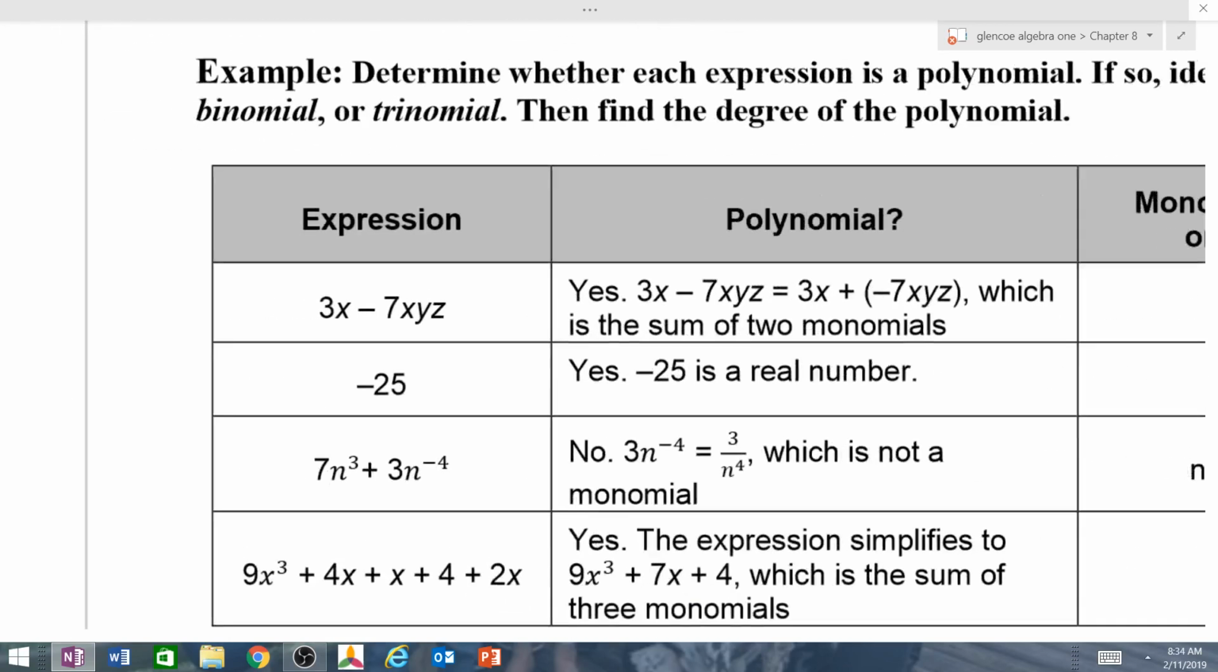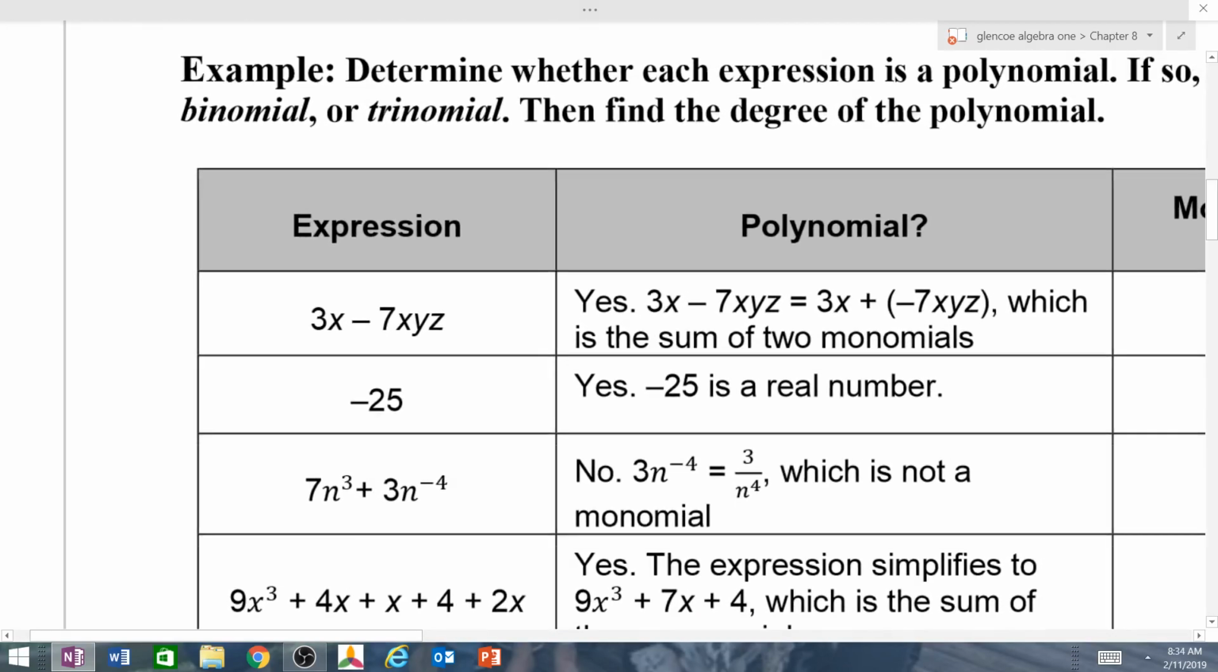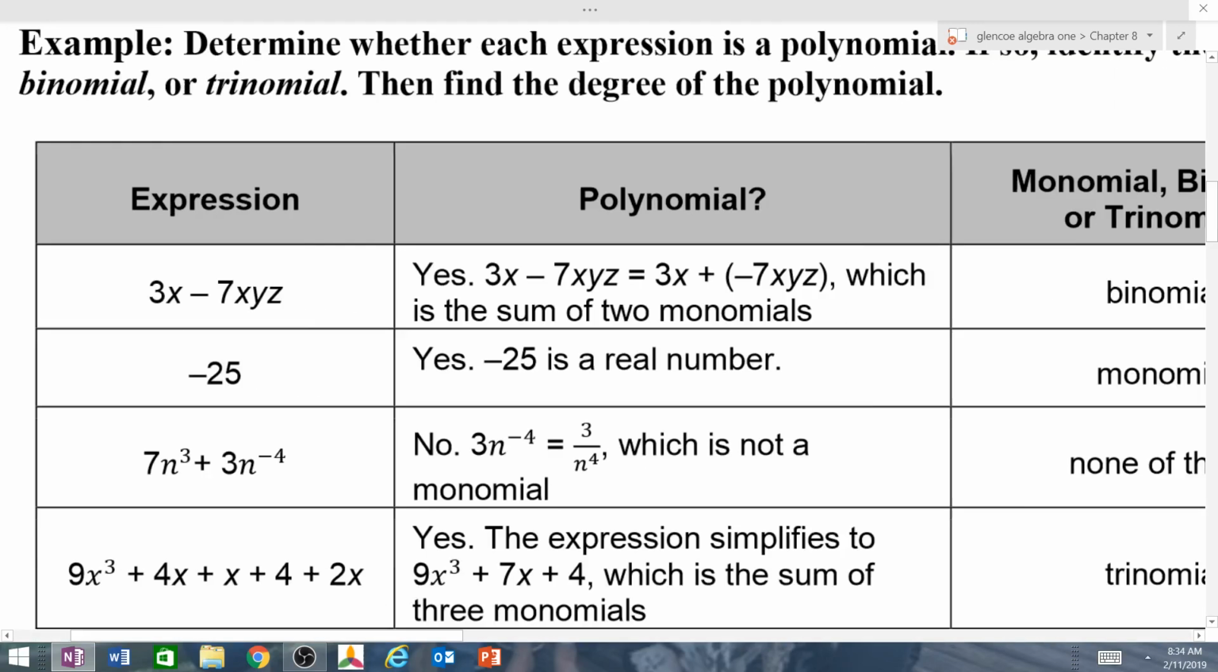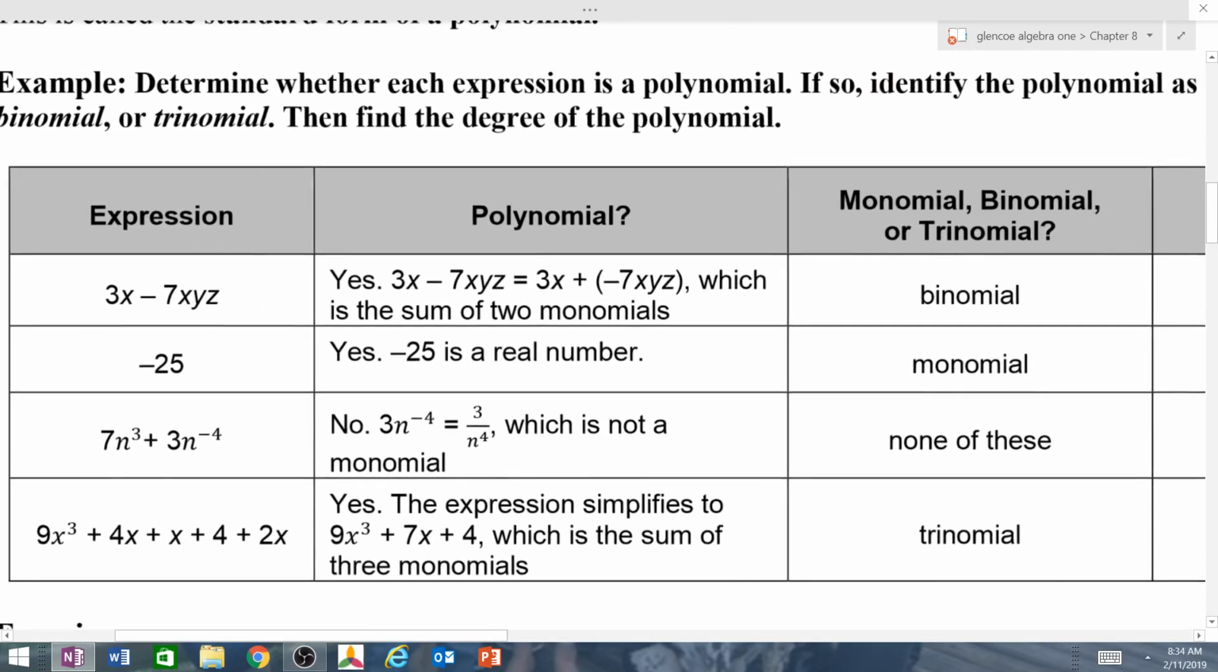So our first one is 3x minus 7xyz. Okay, I see two terms. I don't see any variables in the denominator. I would say absolutely yes, this is a polynomial. There are two terms. They are not alike, meaning they can't be combined. This can't be simplified to one term. And does it have a special name? Yes, it does, because when you have two terms, it would be a binomial.